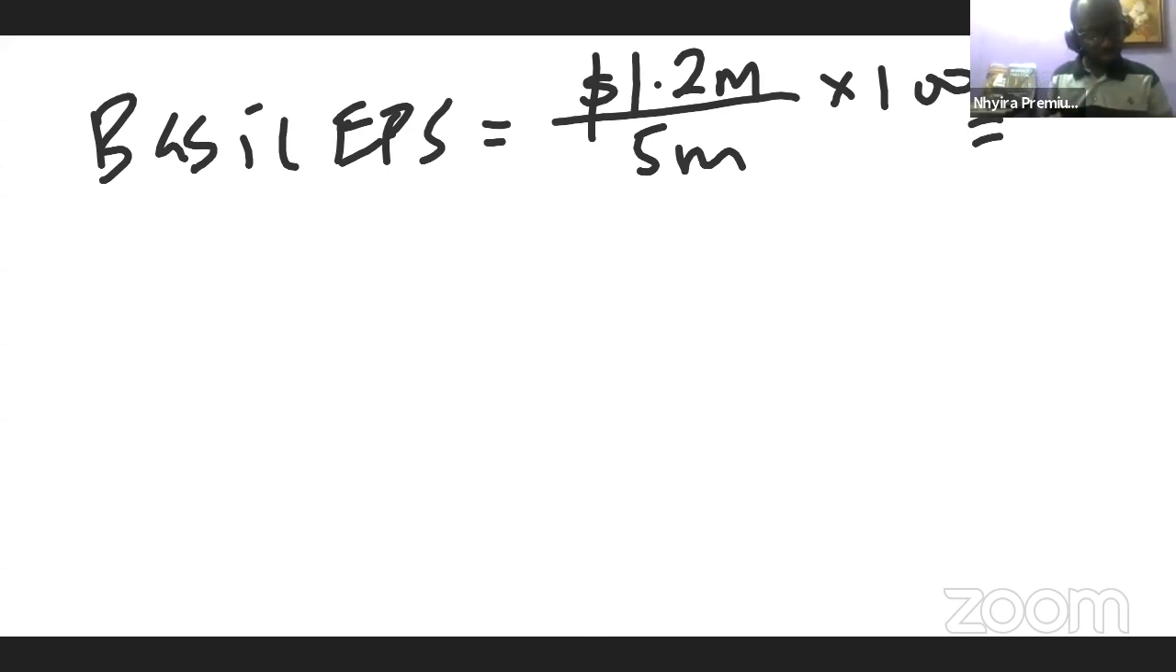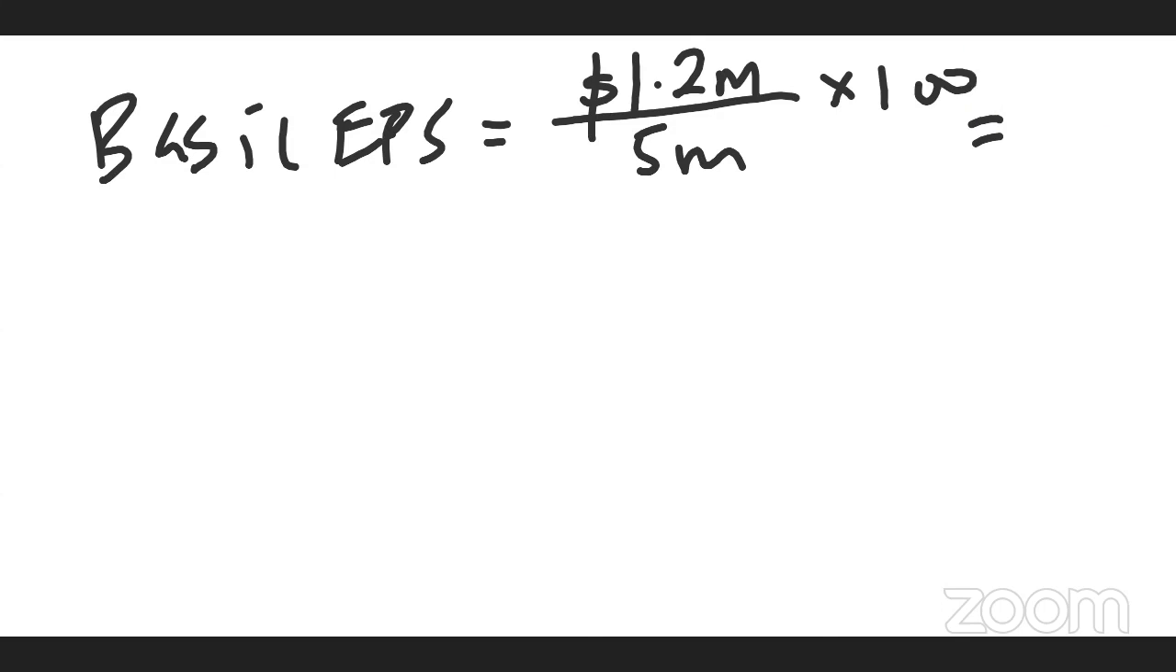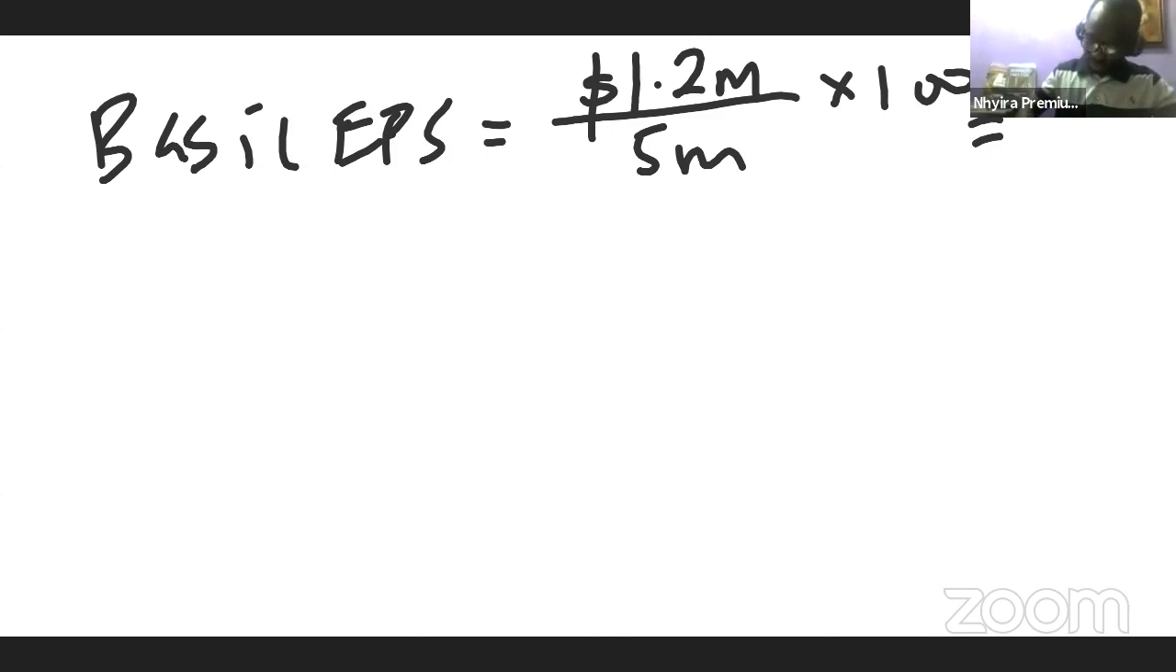So let's get a basic earnings per share. That's 1.2 over 5 times 100. And that is going to give us how much? 1.2 over 5 times 100. I'm getting 24 cents. So that's the basic earnings per share, 24 cents. But we are not really interested in the basic. We want to look at the diluted.